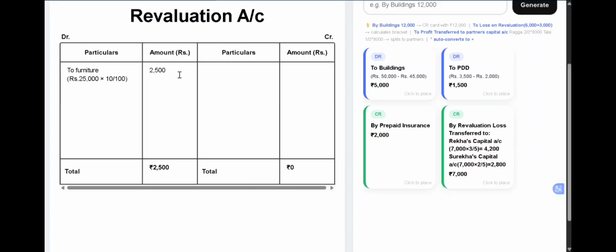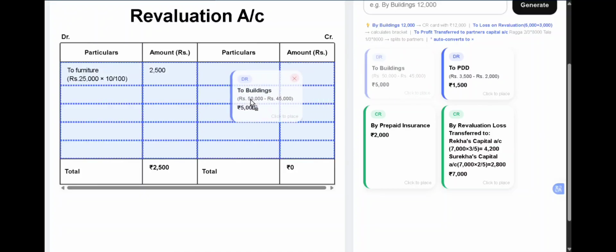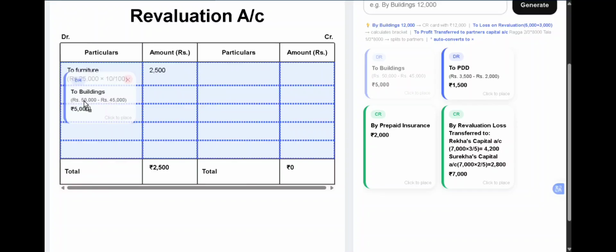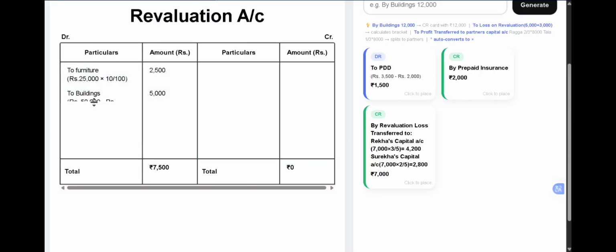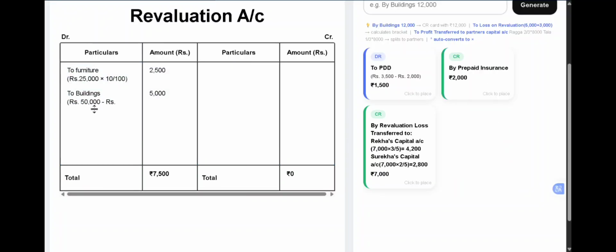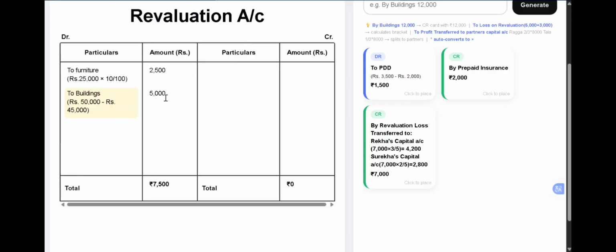Now when we compared in the adjustment, we saw that the building's value has decreased. So therefore it is a decrease of the asset. So it will appear on the debit side of the revaluation account. We have to compare and write the amount, that is 50,000 minus 45,000. So when we deduct it, the balance amount is rupees 5,000 on the debit side of the revaluation account.